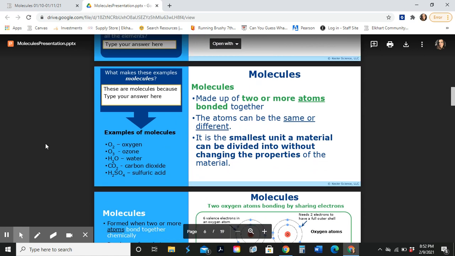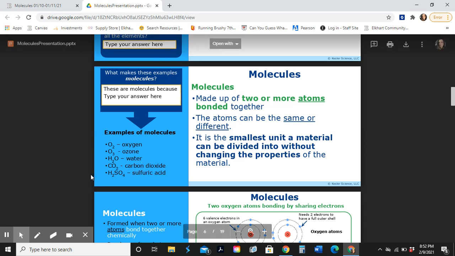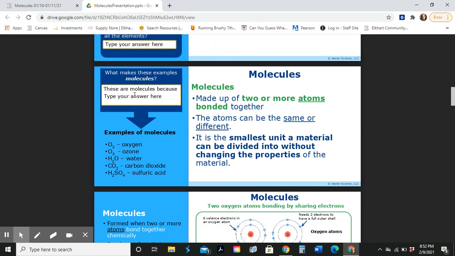Molecules are made up of two or more atoms bonded together. The atoms can be the same or different. It is the smallest unit of a material that can exist without changing the properties of the material. For examples of molecules, we have O2, which is oxygen, O3, which is ozone, H2O, which is water, CO2, which is carbon dioxide, H2SO4, which is sulfuric acid.